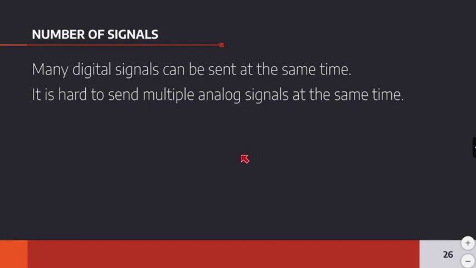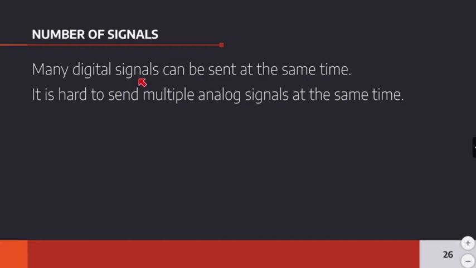And then our last one here is number of signals. It turns out we can send many digital signals at the same time, but it's relatively difficult to send multiple analog signals at the same time. The reason why is digital signals are numbers. It really doesn't matter whether we send the numbers for one video stream or we send the numbers for 5 video streams. Whatever your bandwidth is, as long as you have enough bandwidth to carry all those numbers, it doesn't matter if you send one signal or many signals.